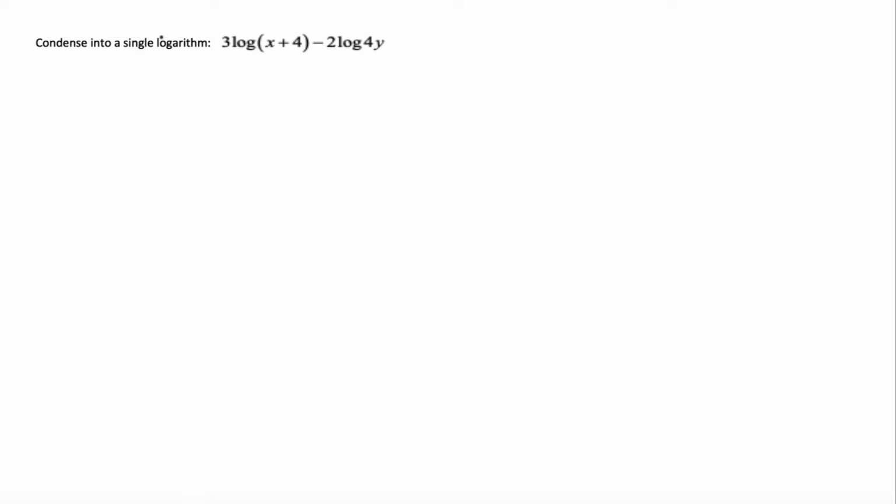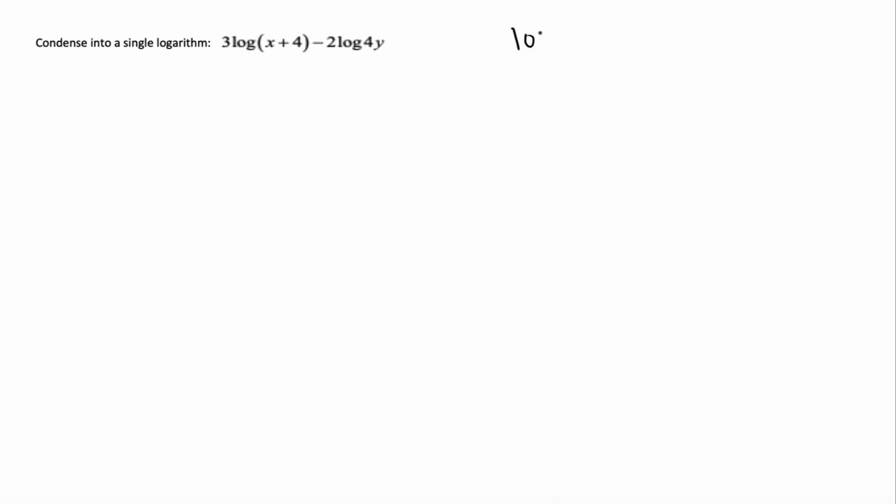All right, so here we want to condense into a single logarithm this expression: 3 times log of x plus 4, minus 2 times the log of 4y. Okay, so when we say condense into a single logarithm, we notice in the original problem there's two logs, right? So we have to combine these. There's three rules for logarithms that we need to know.